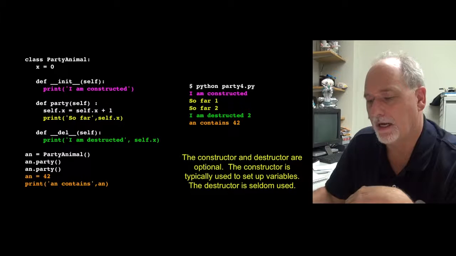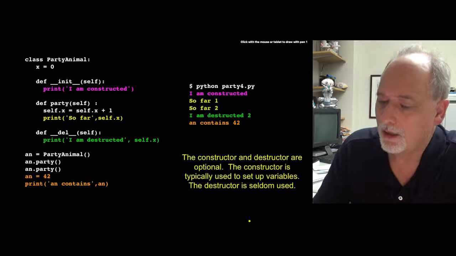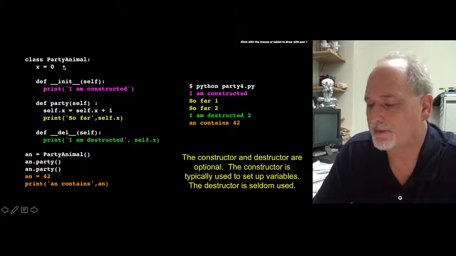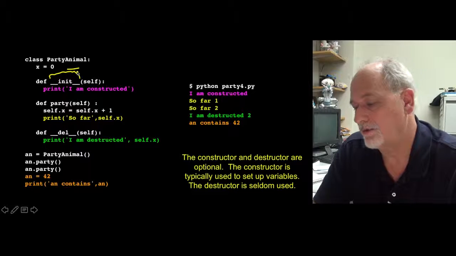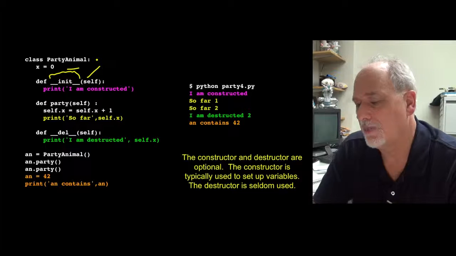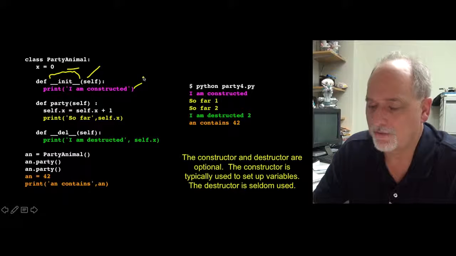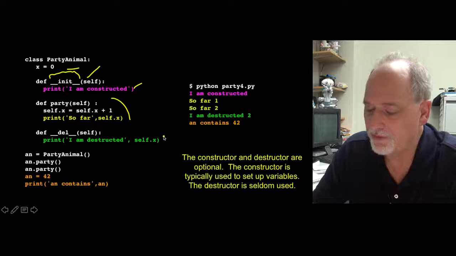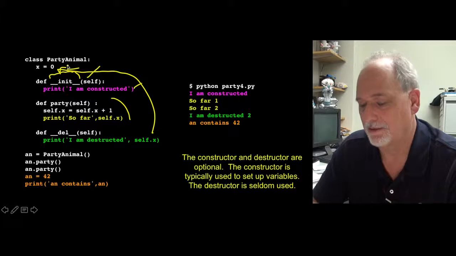So here's a bit of code that we've got. It's our party animal, and a lot of it is the same as what we've been doing so far. So we have this variable x, and the constructor has a special name, underscore, underscore, init, underscore, underscore. Again, we pass in the instance of the object, self. And in this one, all we're going to do is print out that you're constructed. And here's this code that we've had before. And now we have underscore, underscore, del, and then we pass in self. And we'll just print out that we're being destructed and what the current value of x is for that particular instance.